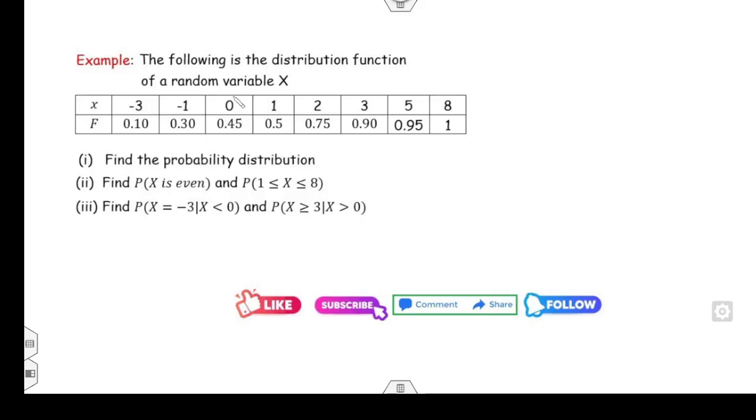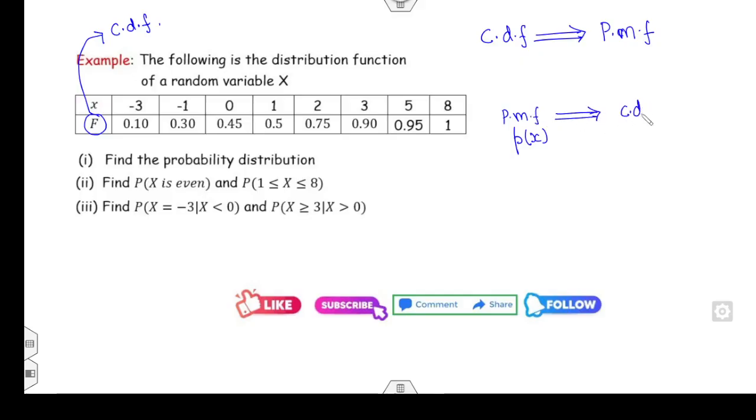Okay, look at this next question. Consider the discrete random variable. Now you can see the capital F is given to you. That is, the CDF is given to you. Now your target is to convert it firstly into the PMF. Remember, if you have the PMF, how can you find the CDF? You can add the next value. This is the way you can get the CDF.